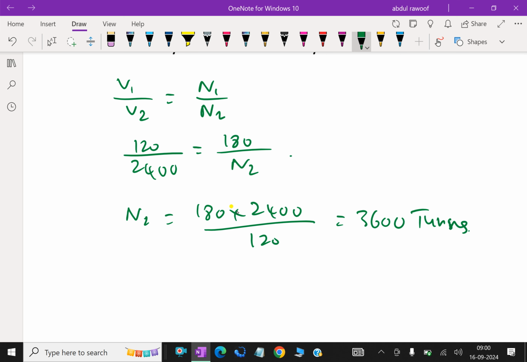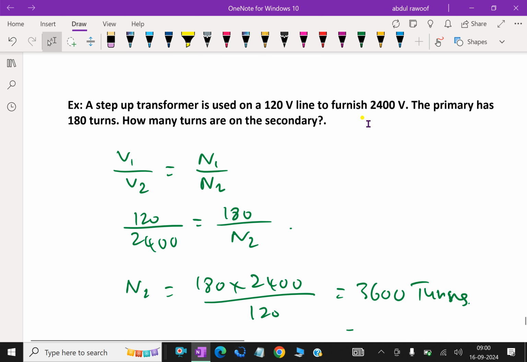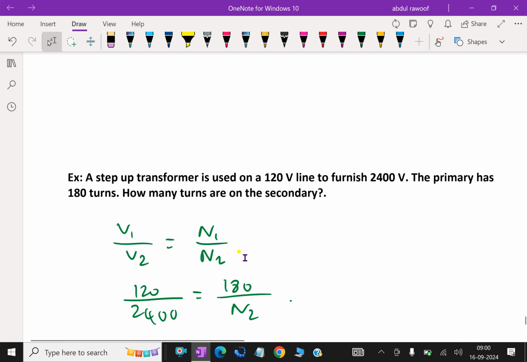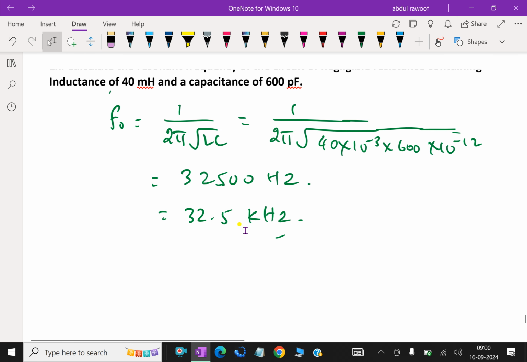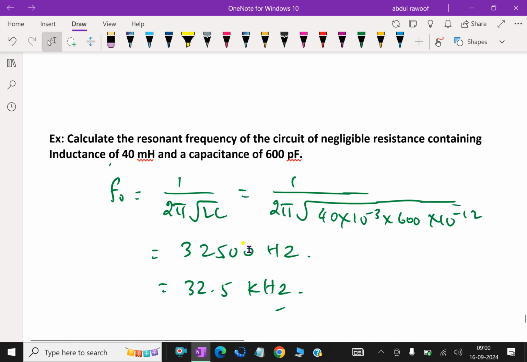3600 turns in the secondary of the transformer. We need to get an output voltage of 2400 volts. So far we discussed solving problems regarding AC circuits.